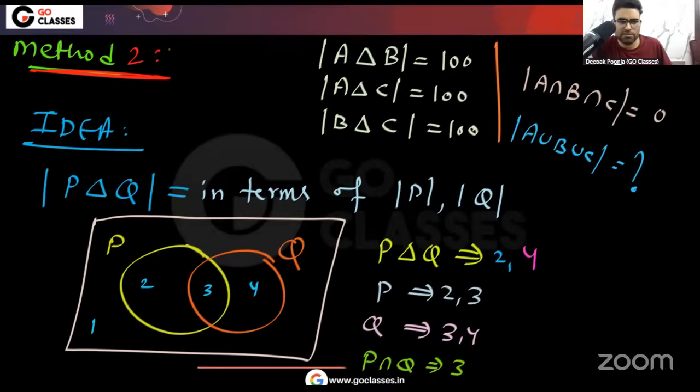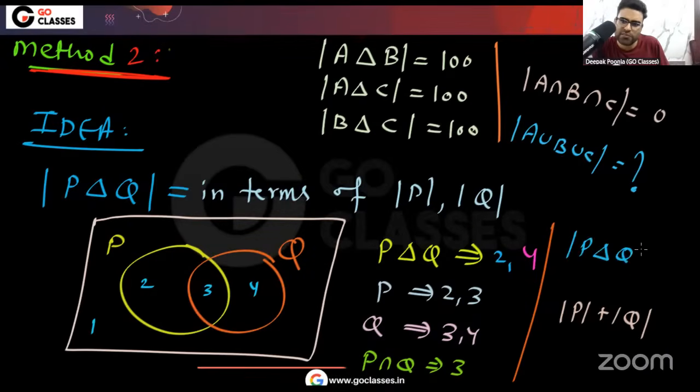that is your area 3. So you can easily notice one thing here: if I do size of P plus size of Q, notice what I am doing. This area 2 I am counting one time, area 4 one time, area 3 I am counting 2 times, and I don't want to count area 3. Yes or no? I want size of P symmetric difference Q. This is what I want.